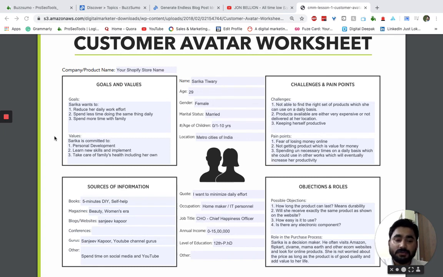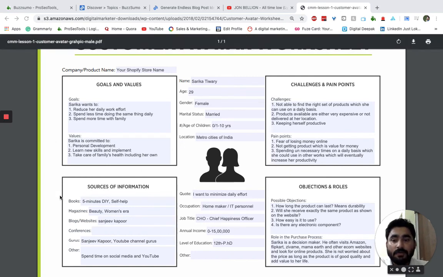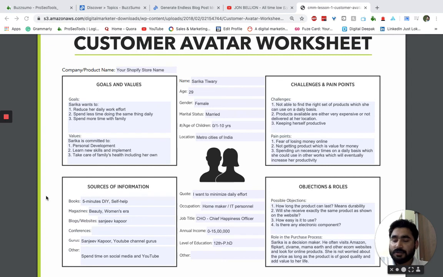Suppose you are selling kitchen products. So in kitchen products, this whole customer avatar will work out. What if you are selling some office products? Do you think this will work out? No, this won't work out. So you will have to create some other set of customer avatar which will fit into that scenario. So hope that is all clear.